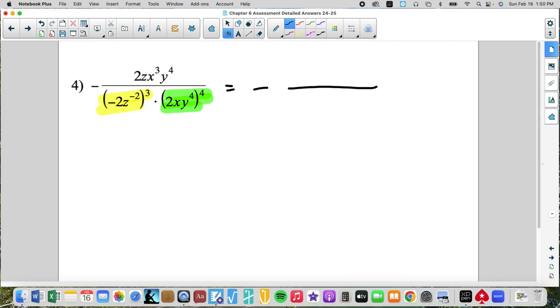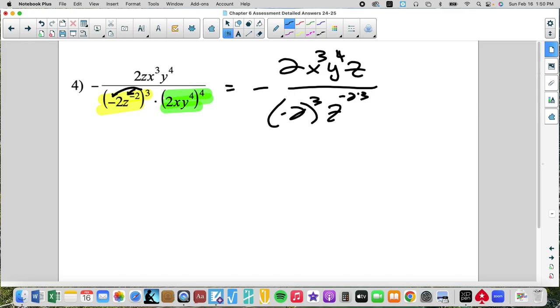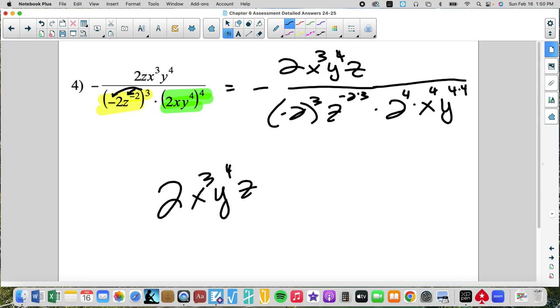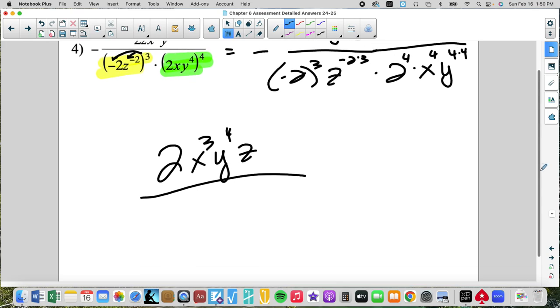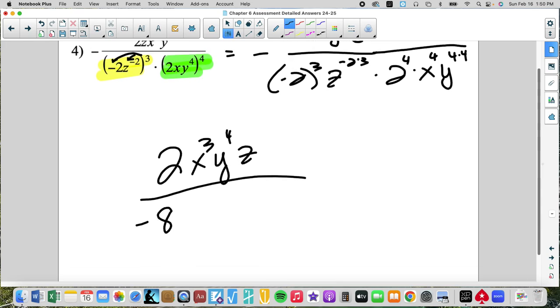I have negative, I have 2. I'm going to put this in alphabetical order right now, just so I know where my things are. I'm going to distribute this into each of those. So that is negative 2 to the third, and that is z to the negative 2 times 3. That's the yellow part. And then we have 2 to the 4th, x to the 4th, and y to the 4 times 4. It's a lot of stuff. So numerator is 2x to the third, y to the 4th, z over negative 2 to the third. So negative 2 to the third is negative 8. We have z to the negative 6.